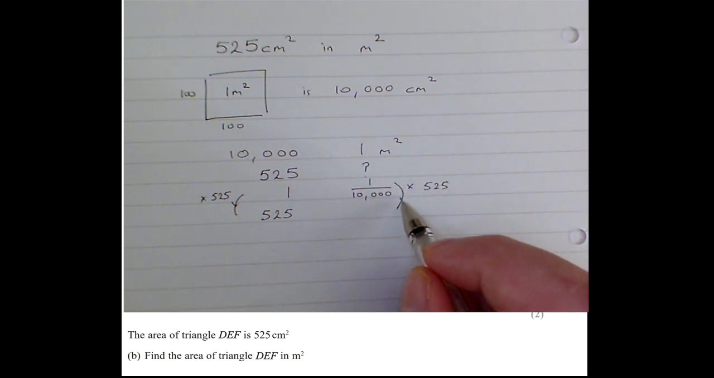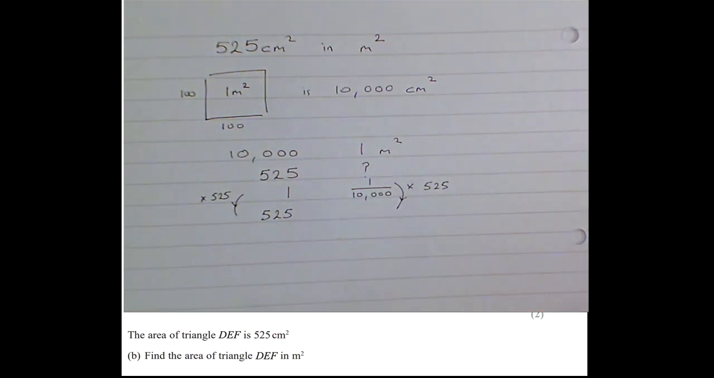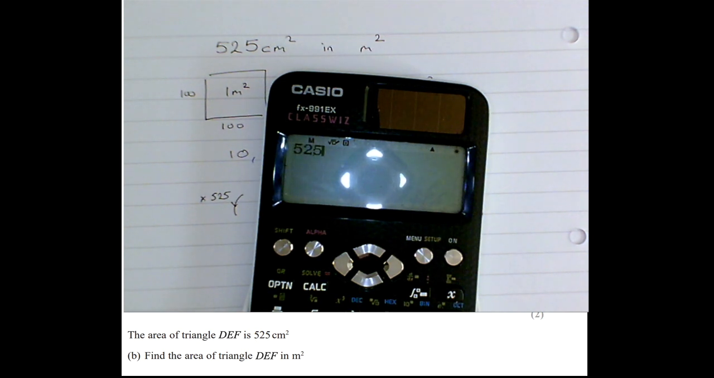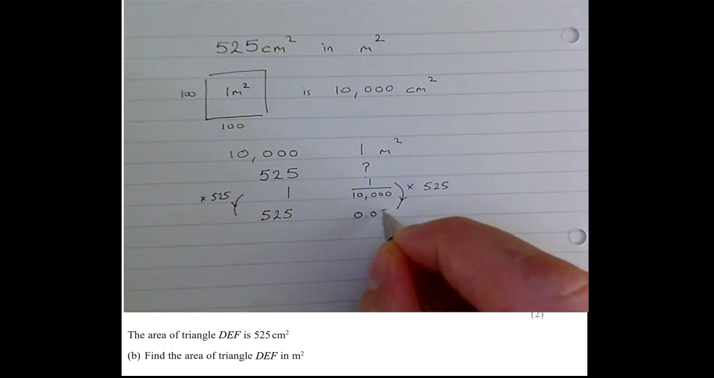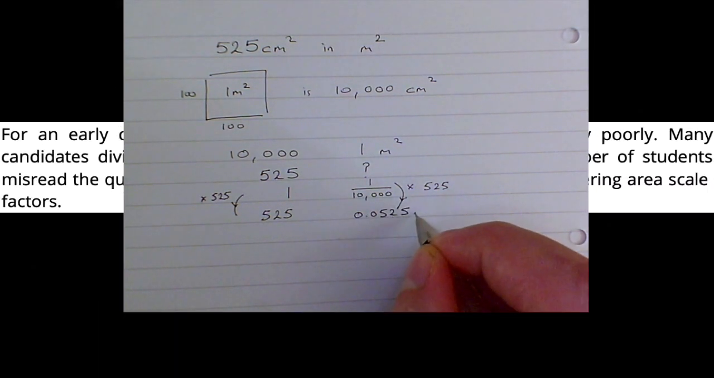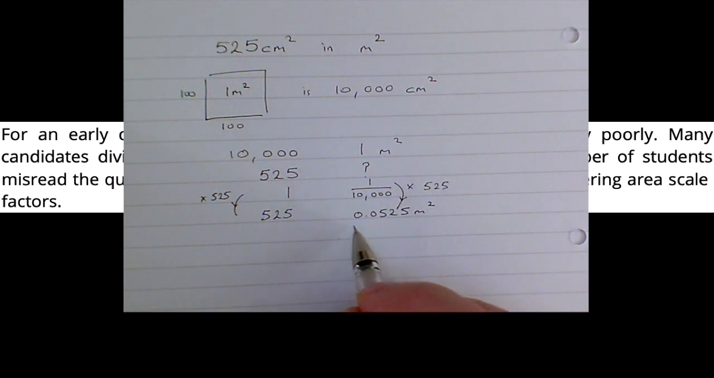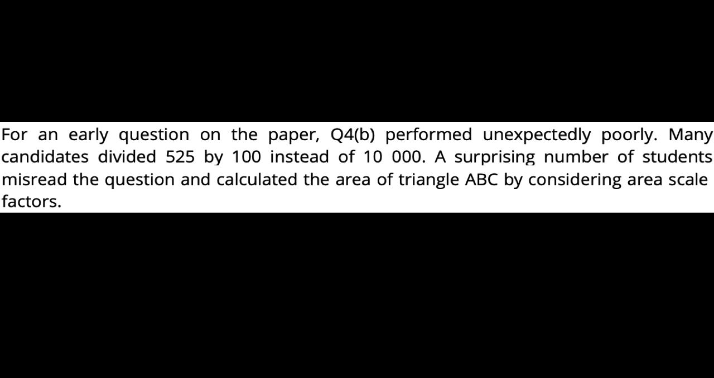So I'll probably do that on my calculator just to make sure I get it right. So here we go. Over 1/10,000th. And it tells me the answer is 0.0525 metres squared. So you can see that 525 centimetres squared is the same as 0.0525 metres squared.